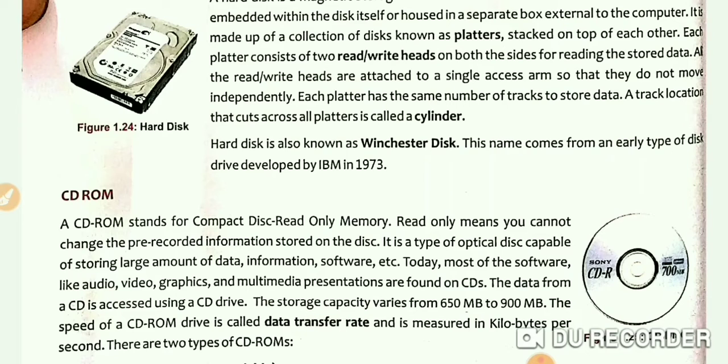It is made up of a collection of disks known as platters stacked on top of each other. Each platter consists of two read-write heads on both the sides for reading the stored data. All the read-write heads are attached to a single access arm so that they do not move independently. Each platter has the same number of tracks to store data. A track location that cuts across all platters is called a cylinder. And hard disk is also known as Winchester disk.